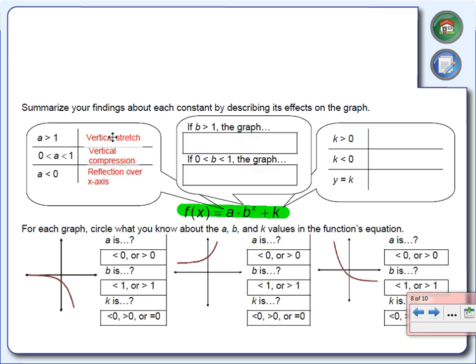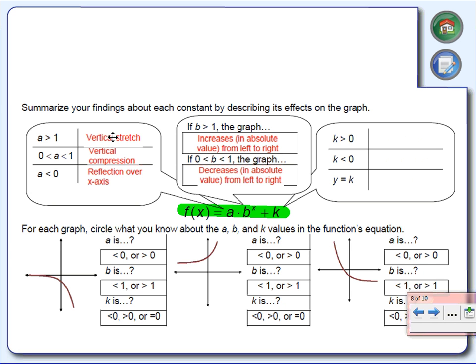Now let's talk about B. If B is a number that's greater than 1, then we're going to have an increase. We're going to have an exponential growth. But if the number is between 0 and 1, then we're going to get a decrease. It's going to be an exponential decay. So that B value is going to tell us whether the graph goes up, increases, or if the graph goes down, decreases.